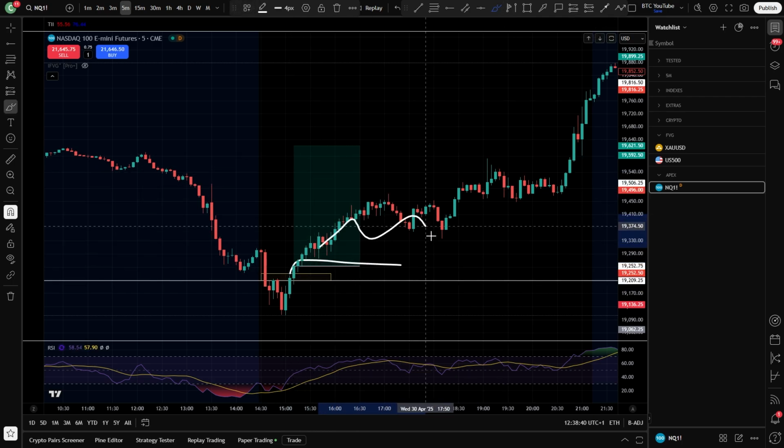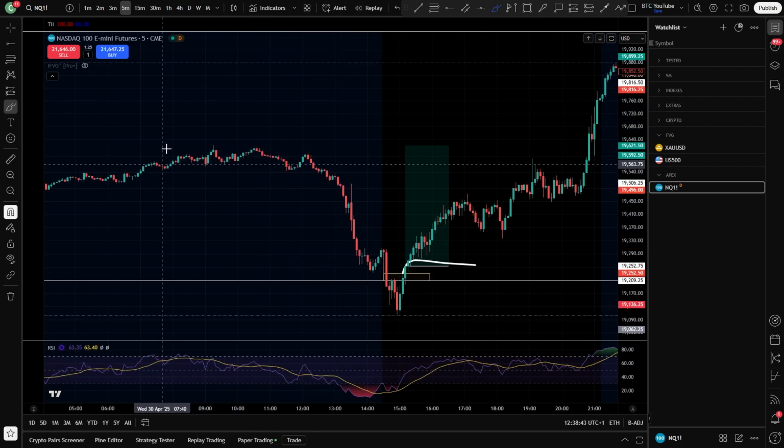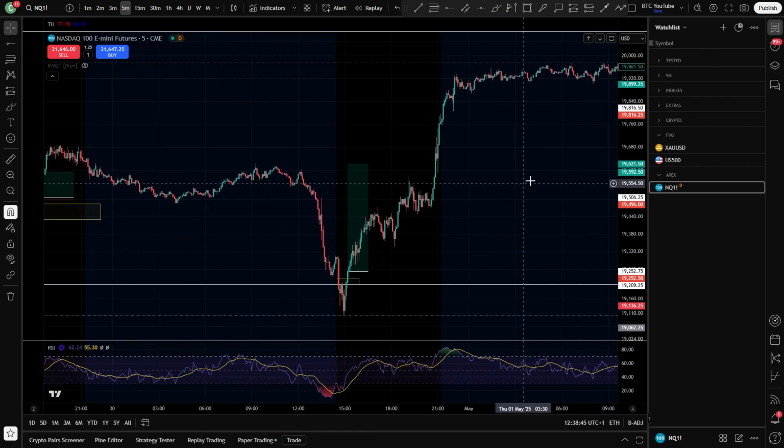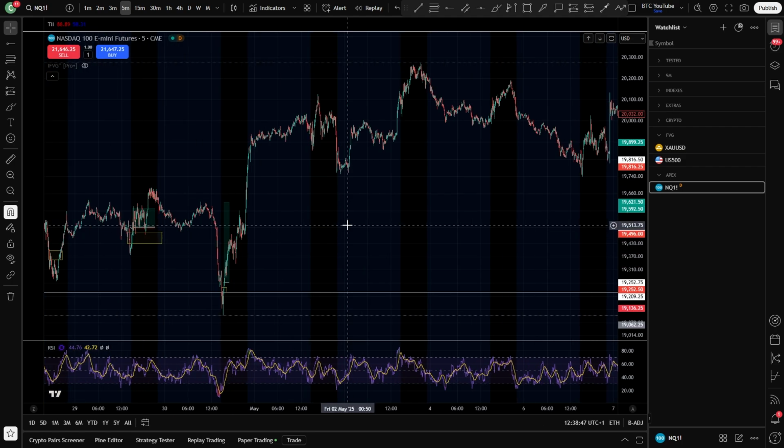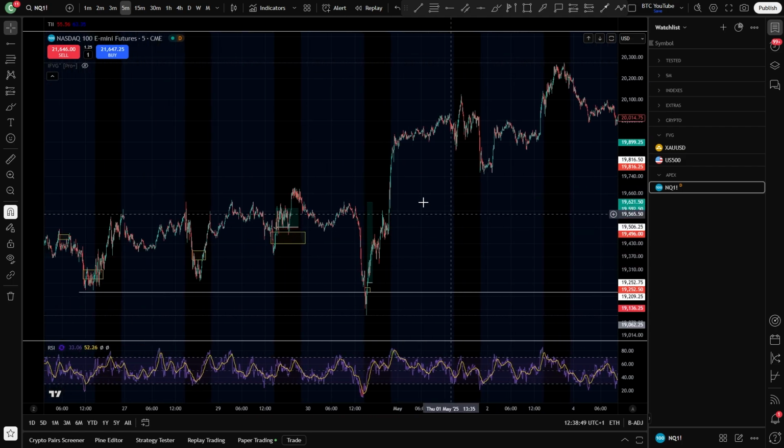I would have gone to break even on this. This would have continued all the way up to a massive high of day profit target, which would have been insane. But I think you're getting the picture now. You can see these V-shaped recoveries all across the market and how often they work.